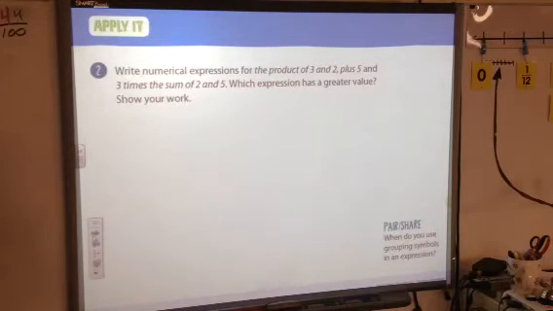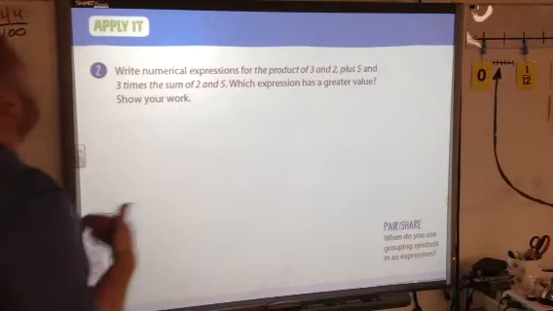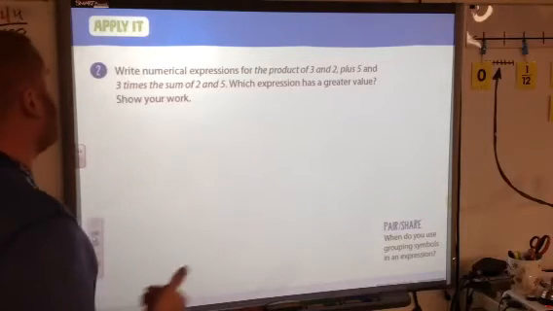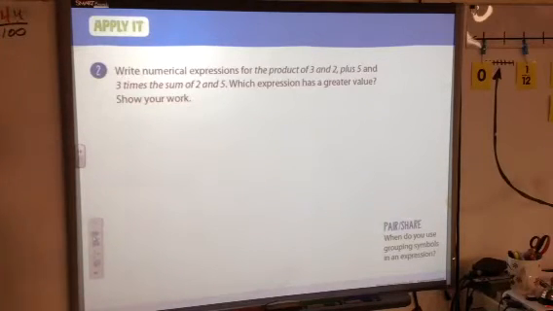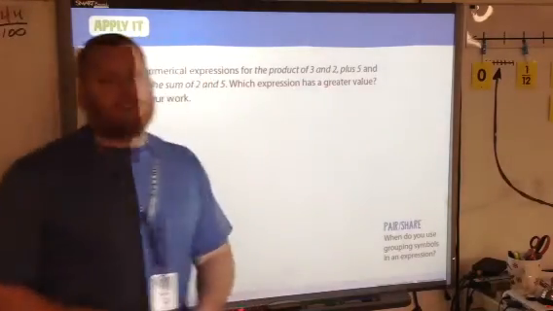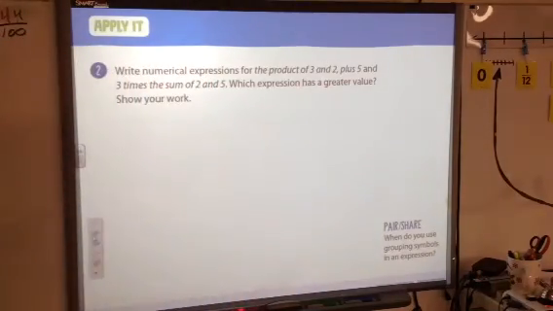And we're on number 2 on page 642. Okay, 642. Alright. It says write numerical expressions for the product of 3 and 2 plus 5 and 3 times the sum of 2 and 5. Which expression has a greater value? So let's just break it down and actually write the equations based off of the phrases that it gives us, okay? Let's start with the first one.